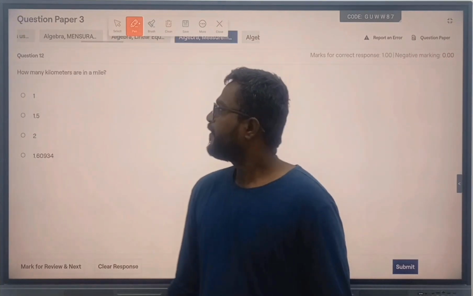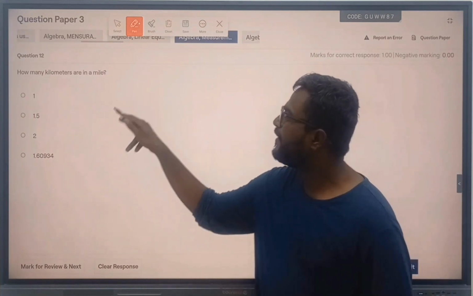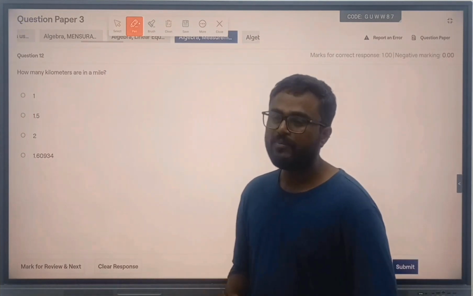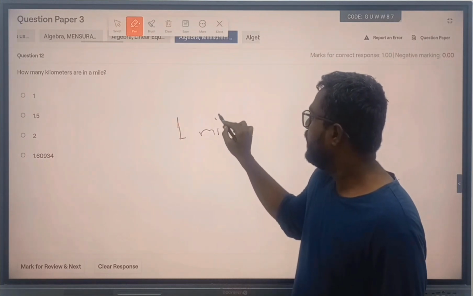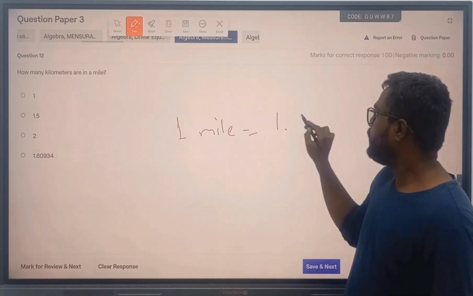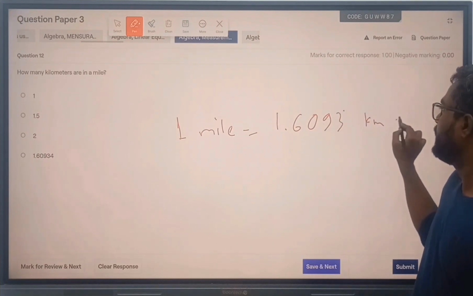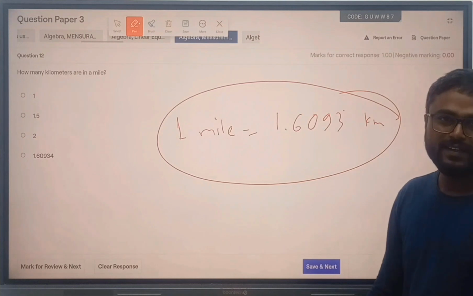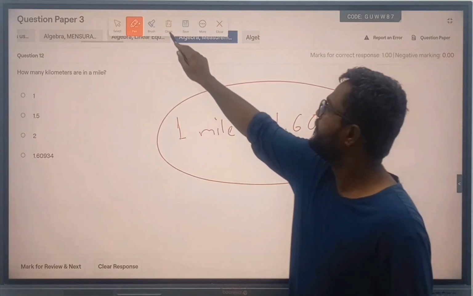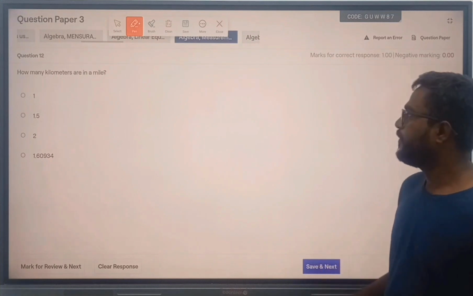Moving on to our next question, which says, how many kilometers are there in a mile? We already know 1 mile is nothing but 1.6093 kilometers. Just remember this value, and option D is correct. So with that knowledge, let's move on to the next question.